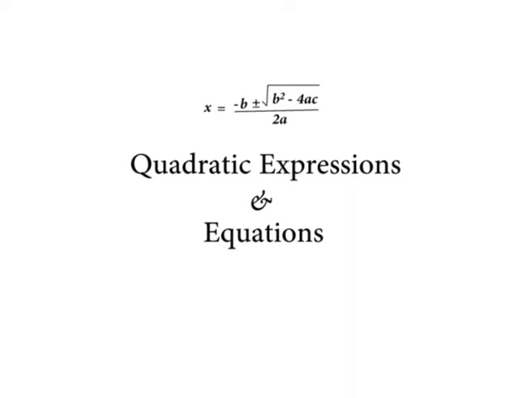Expressions and equations. A quadratic expression is one in which the power of one term is 2. A general quadratic expression is given as ax squared plus bx plus c. In this expression, x squared and x are called terms.